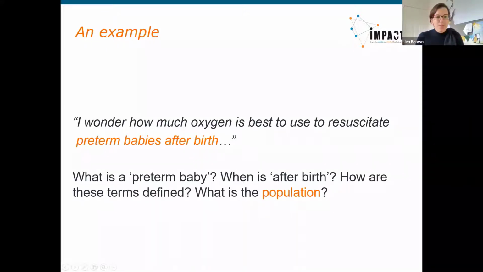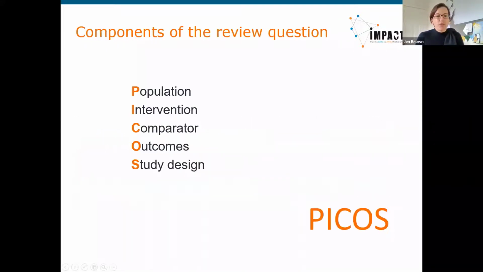And they have helpfully been arranged in a neat little acronym, PICOS. So the components of the review question are population, intervention, comparator, outcomes, and study design. Sometimes the S is dropped, so don't be alarmed if people just talk about PICO, because often the study design is not as important. But for the sake of completeness, we will cover all 5 today.